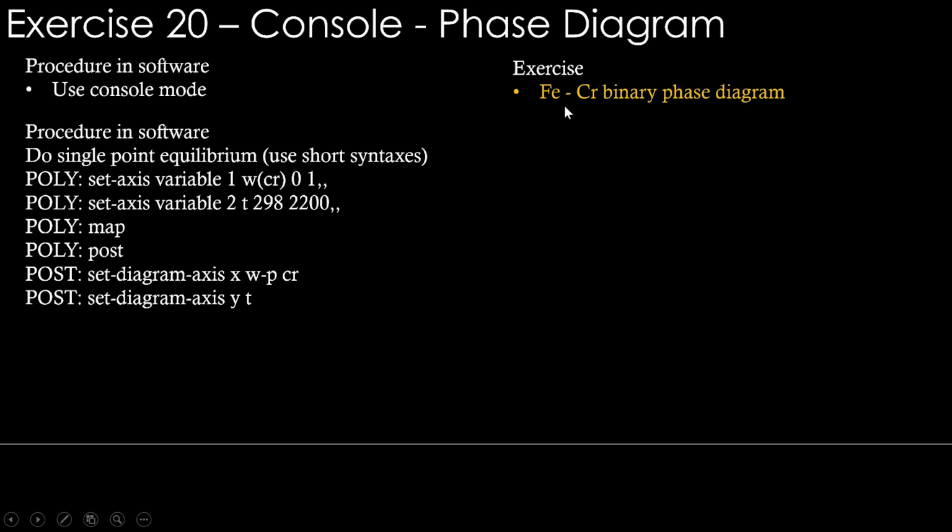Right. So this is what we are going to make, the Fe-Cr binary phase diagram. Okay, we have done this already in graphical user mode. Now the procedure in the software. Now we are going to use the console mode and do single point equilibrium first.